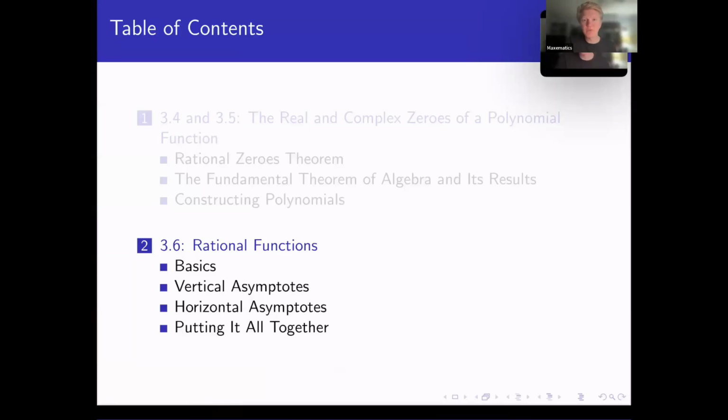Hi, everyone. Welcome back to the final section of this algebra course, the final section of this chapter. We're going to wrap up the course by talking about rational functions.